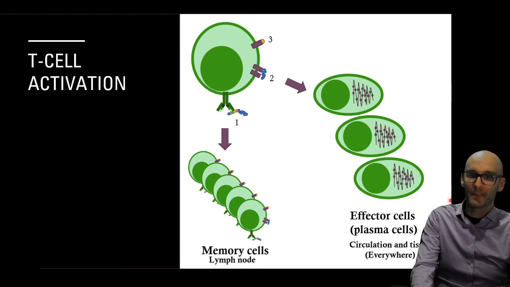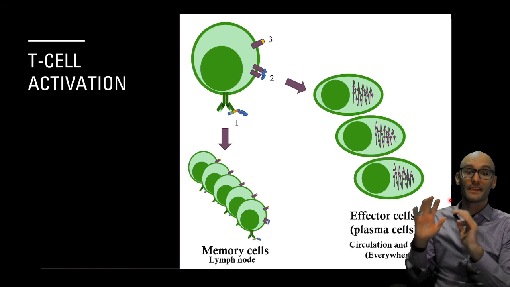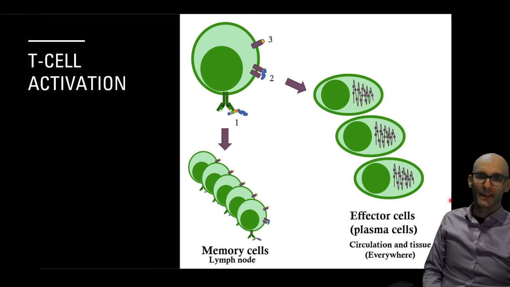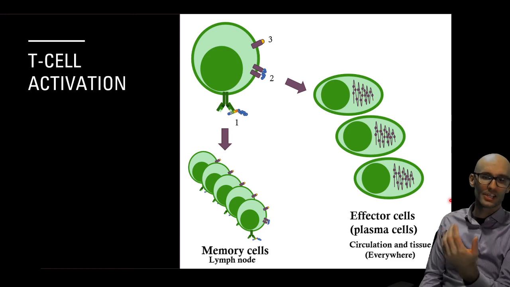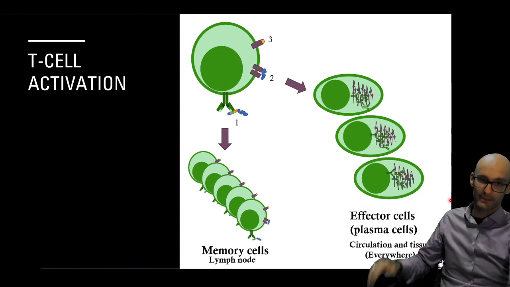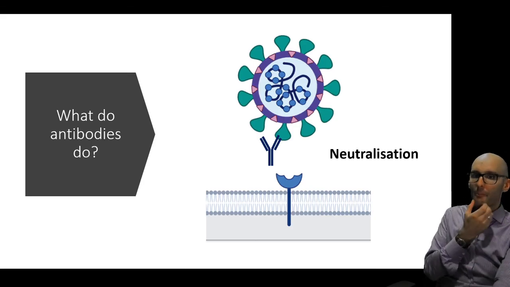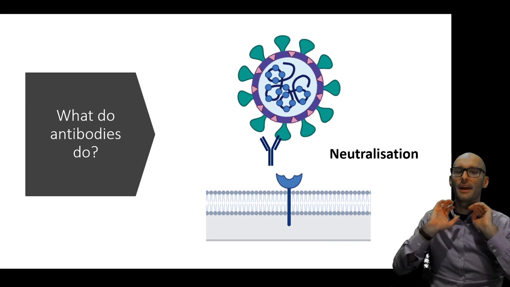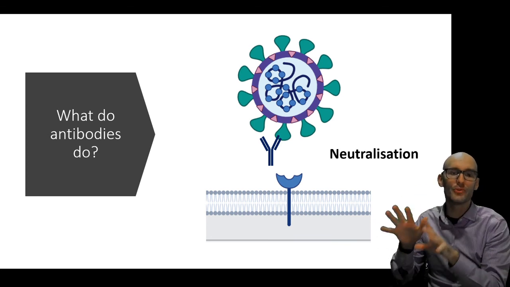Now, the memory cells are predominantly going to live in the lymph nodes throughout your body, whereas the plasma cells are going to go everywhere. They're going to go into the circulation, they're going to go into the tissue, and that's because that's where you need those antibodies. You need those everywhere. But what do antibodies do? What I might do is actually pause here, and I will cover what antibodies do in the next video.